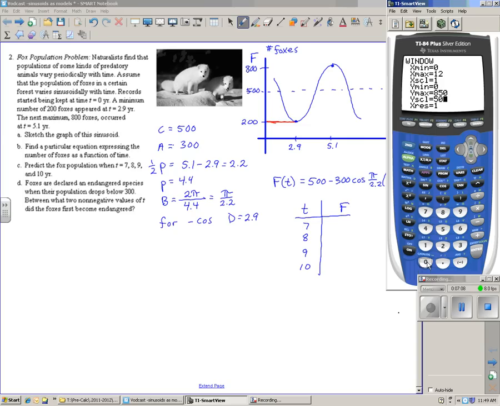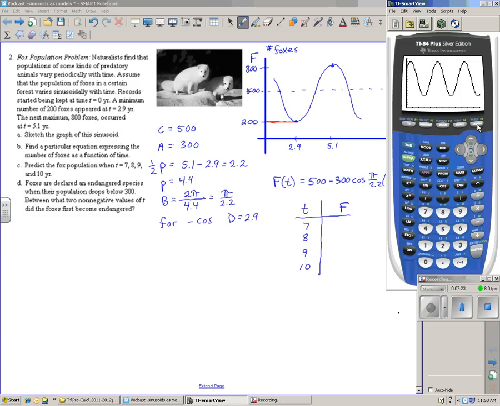Let's see if this looks like a reasonable graph, and oops, that's a syntax error. Where is that? Oh, I had an extra parenthesis in there. Okay, here's the graph. Ooh, well, that looks kind of like what I was drawing.